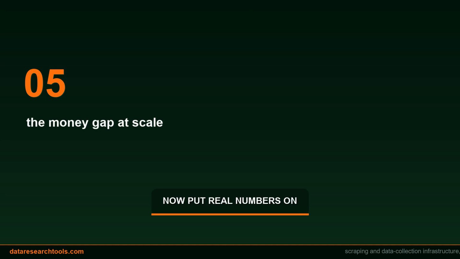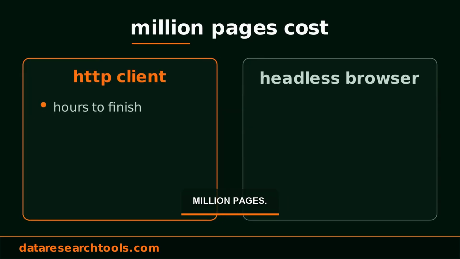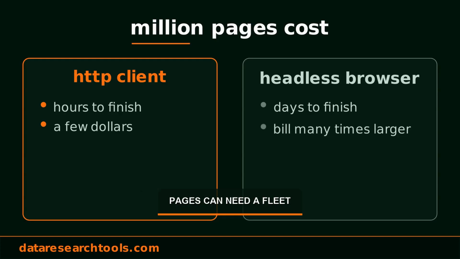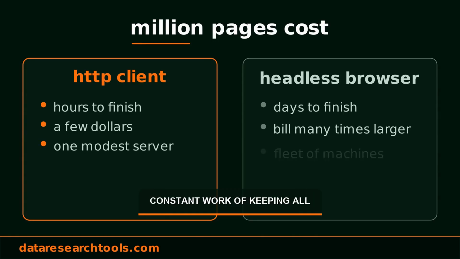The money gap at scale. Now put real numbers on it. Say you need 1 million pages. With a raw HTTP client on a modest server, that is a job you finish in hours for a few dollars. With a full browser per page, the same million pages can need a fleet of machines and a bill many times larger, plus the constant work of keeping all those browsers healthy.